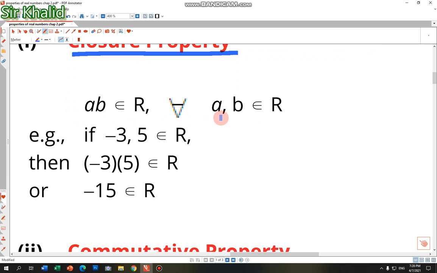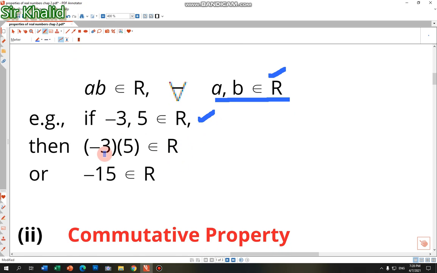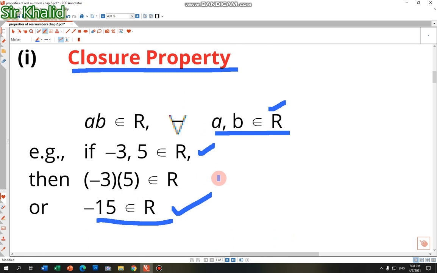For example, if a and b both belong to the real numbers, and I multiply a with b, then their product also belongs to the real numbers. For example, if I multiply minus 3 by 5, they are both real numbers, and minus 3 multiplied by 5 is equal to minus 15. This is also a real number. So this property is known as the closure property. Whenever we multiply, the result will also be in the same set.